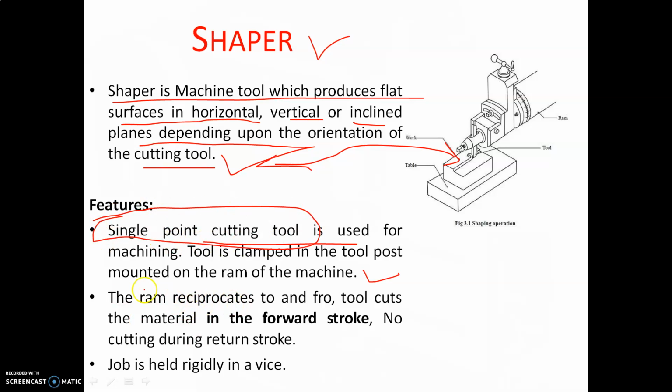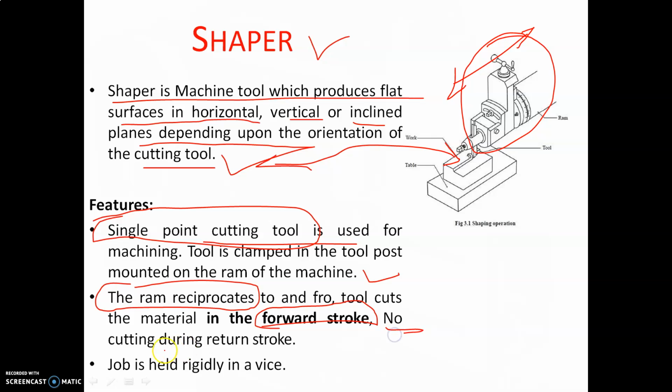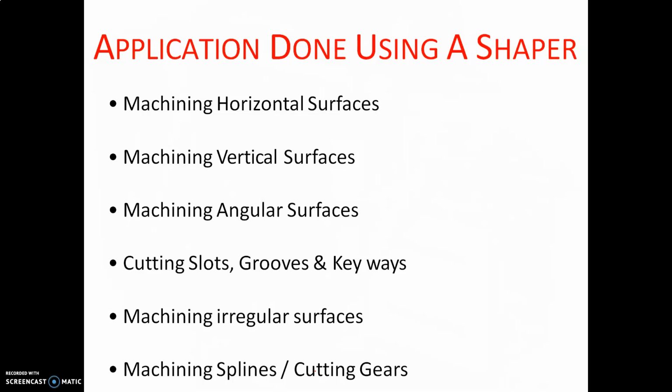The ram reciprocates. One of the parts in a shaper is called the ram, which reciprocates to and fro. It moves in a to and fro motion and cuts the material in the forward stroke only. Material is removed only in the forward stroke. During the return stroke, there is no cutting. The job is held rigidly in a vice.